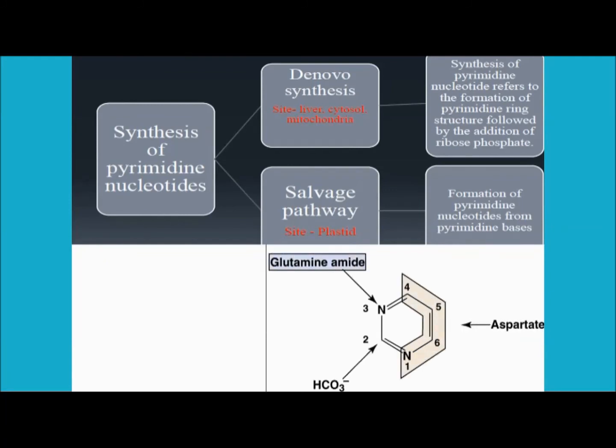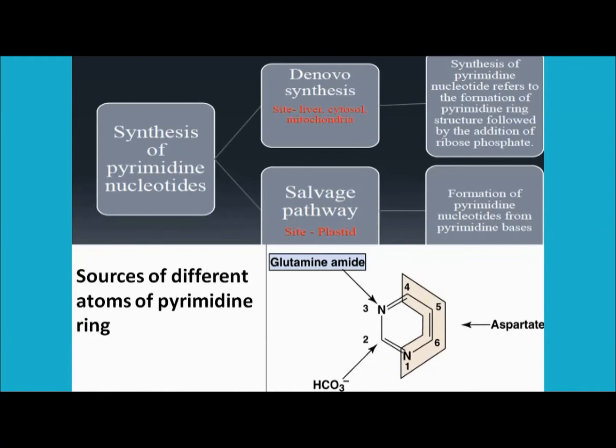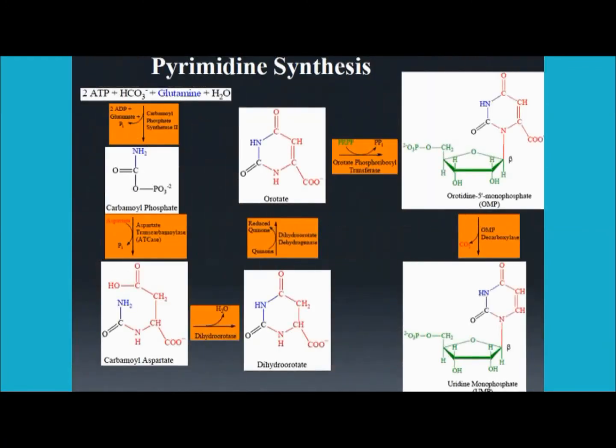So I am showing you the structure of the pyrimidine. Here you can see part of it comes from the aspartate, the remaining comes from the glutamine, and this comes from the bicarbonate. These are the sources of the different atoms for the pyrimidine ring. Now let's start the synthesis of the pyrimidine ring. It will get completed in a single slide.